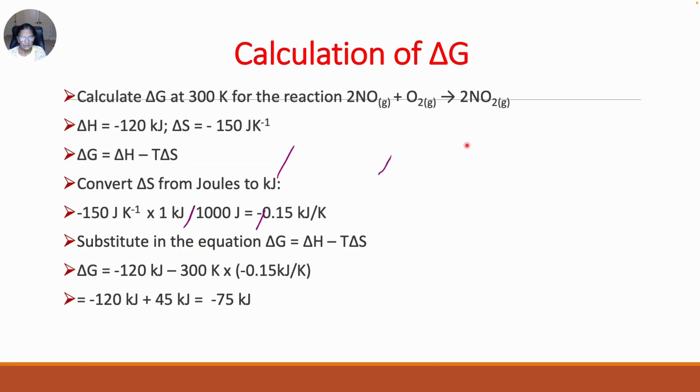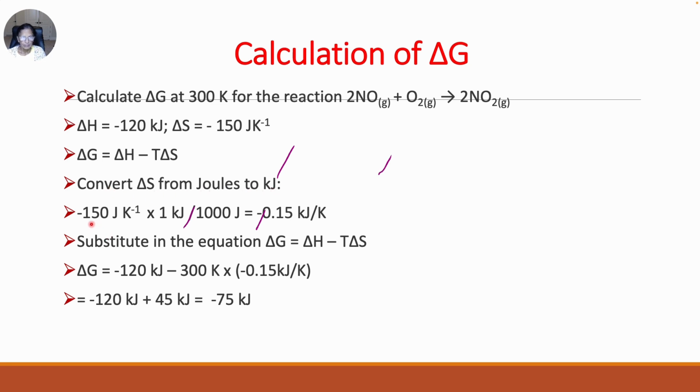Now let's see how to calculate delta G. Let's take an example. Calculate delta G at 300 K for the reaction 2 nitric oxide gas plus oxygen gas giving 2 nitrogen dioxide gas. Delta H is minus 120 kilojoules. Delta S is minus 150 joules per Kelvin. Delta G is equal to delta H minus T delta S. Now here one unit is kilojoules, the other unit is joules. Therefore, we have to convert delta S also into kilojoules.